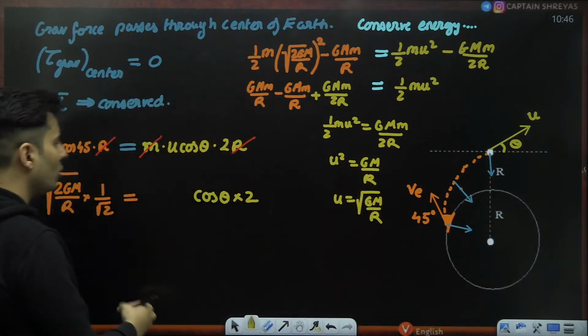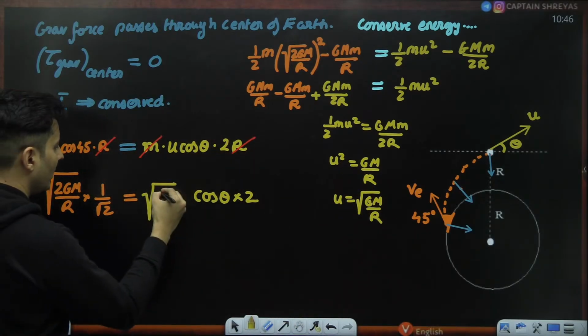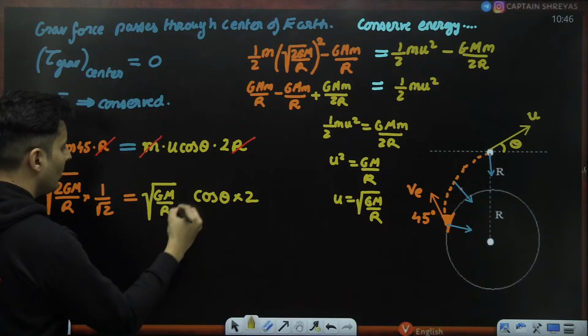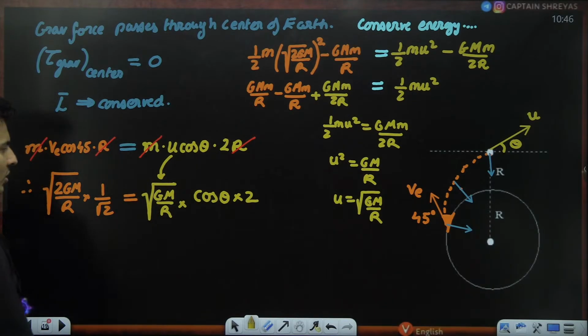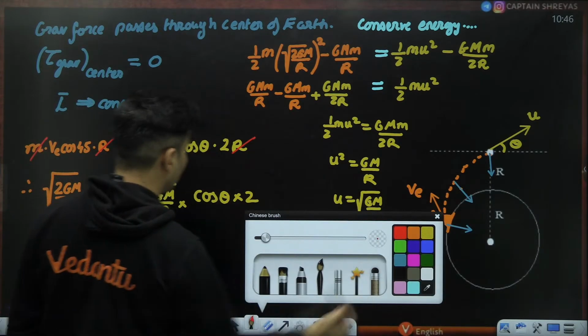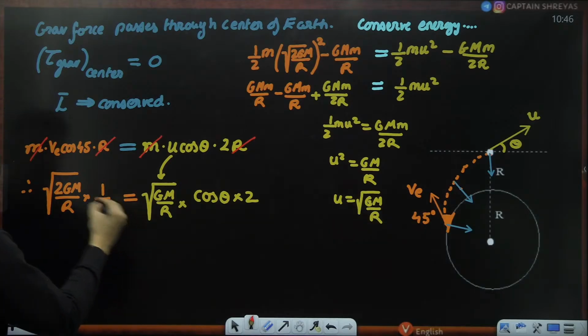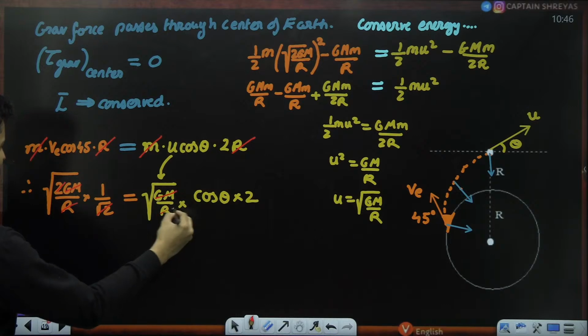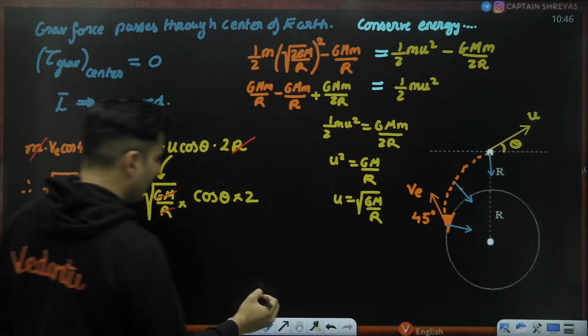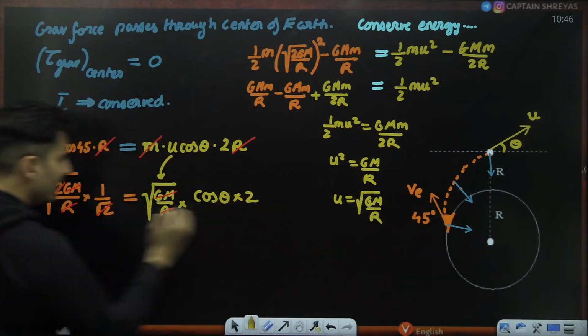So u is the root GM by r. So substitute it over here, root GM divided by r. I just substituted the value of u. So we just need theta over here. Many things might get cancelled. Let's see what those things are. First of all, this root 2 and this 2. This GM by r, this GM by r. Very simple, guys. Now very small things are remaining.